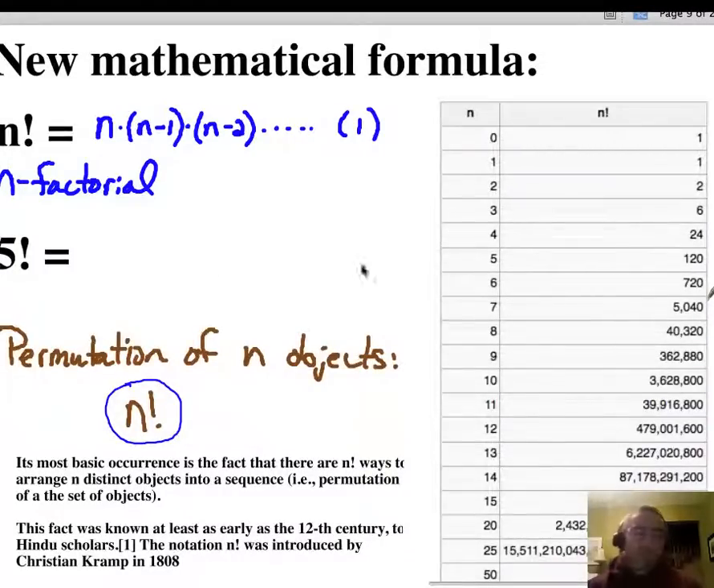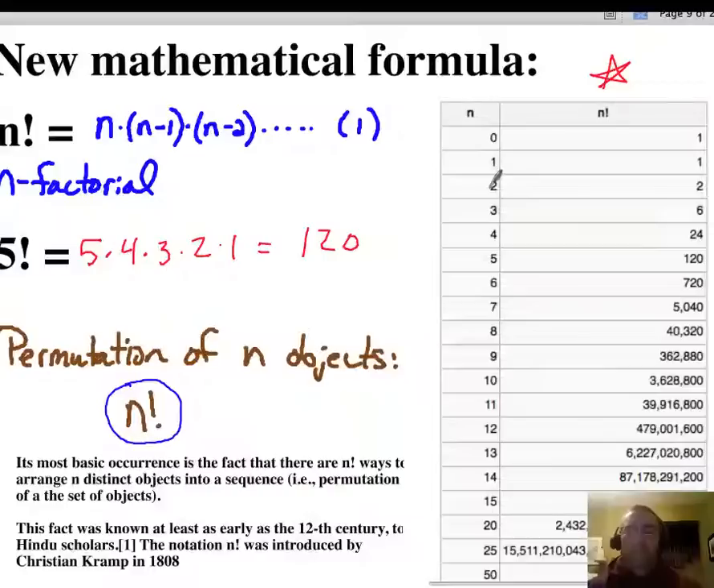Alright, so if we take 5 factorial, it means we're doing 5. Take 1 away and multiply. Take 2 away and multiply. Take 3 away and multiply. And keep going till we get to 1. And in this case, when I multiply them all together, I get 120. So a permutation of n objects is n factorial. I have a little chart over here for you. But notice how the numbers go up quite quickly and get very large, very fast.